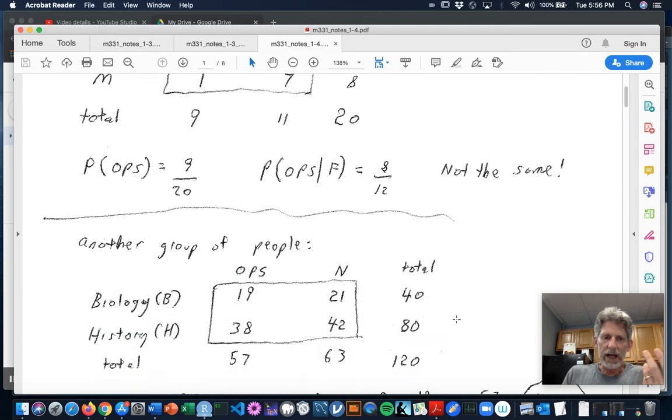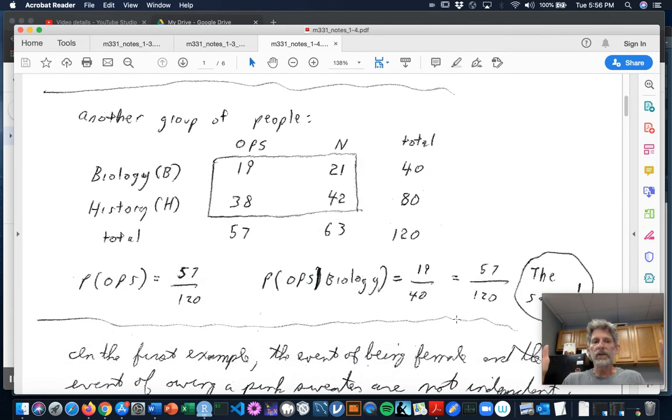Now, let's look at another group of people, and let's say we ask them what they are majoring in. Let's say at this college there are only 2 majors, biology and history. We also ask them whether they own a pink sweater or not. Let's say there are 120 people in this group, and 40 of them are bio majors, and 80 of them are history majors. We find that 19 out of the 40 biology people own a pink sweater, and 38 of the 80 history majors own a pink sweater.